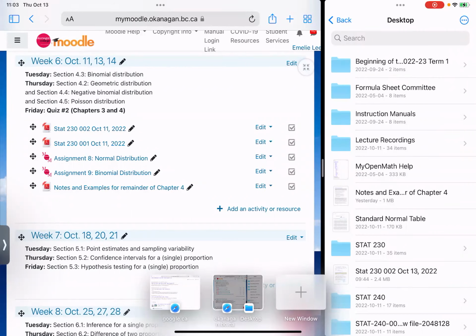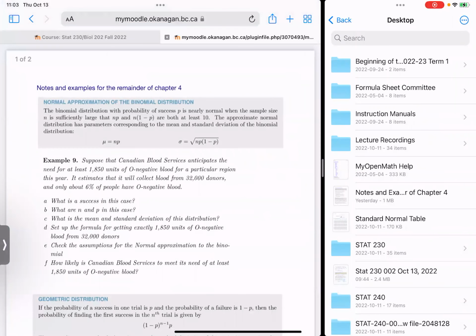I did post the notes and examples for the remainder of chapter 4 because there's a lot of concepts that I want to talk about, and they are mostly stolen from the textbook. So we'll go through that today. Okay.